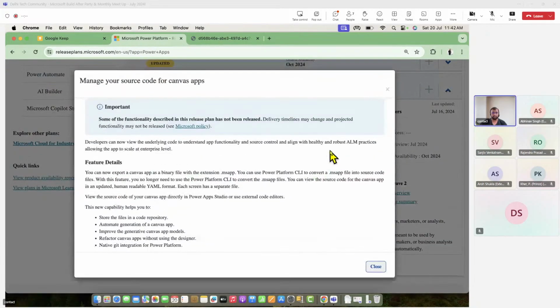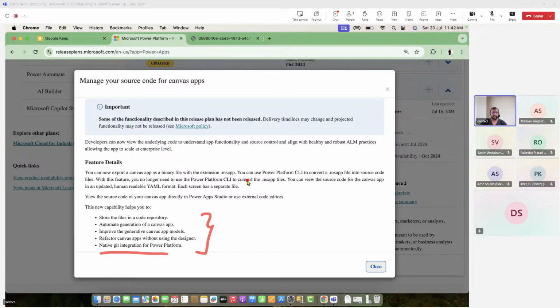This feature is also available as a part of preview at this moment. So basically, again, it is like storing the code file into a repository and automatic generation of the Canvas application. And some of the features are available, like native Git integration for Power Platform and those things.